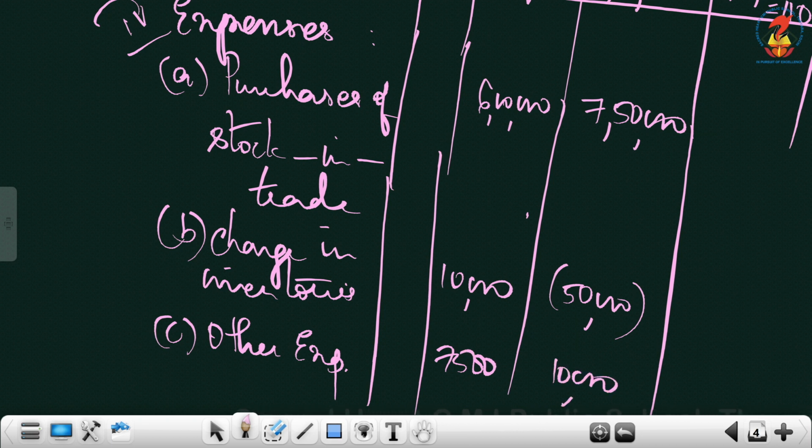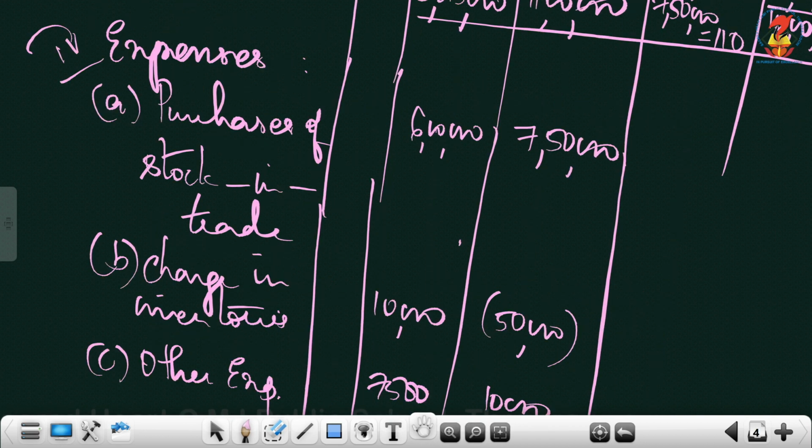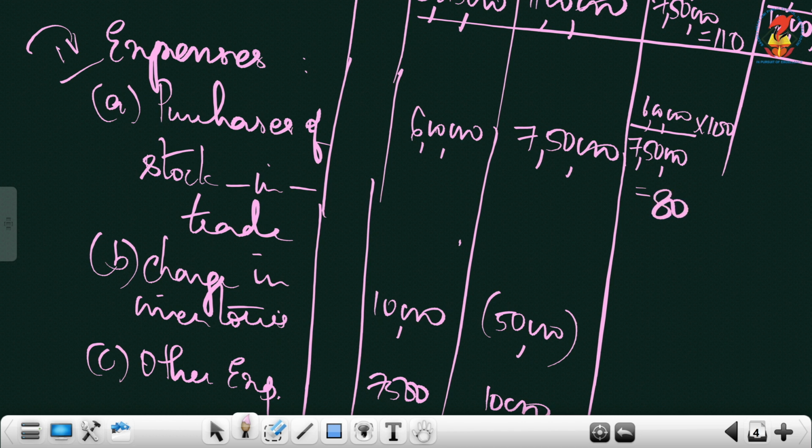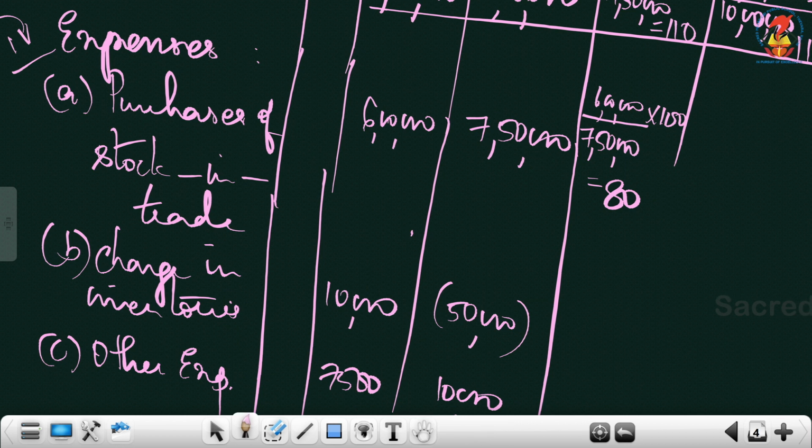Now we have to convert into percentage. So this would be 6 lakhs divided by 7 lakh 50,000 into 100. So the percentage is 80. Here the calculation would be 7 lakh 50,000 by 7 lakh 50,000. Is it the same value? 7 lakh 50,000 by 7 lakh.